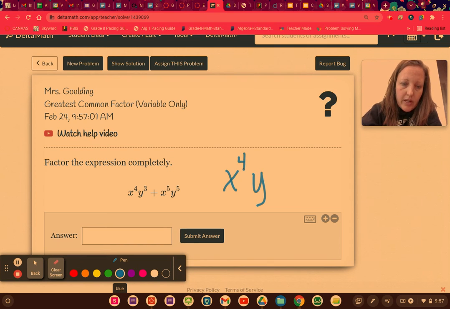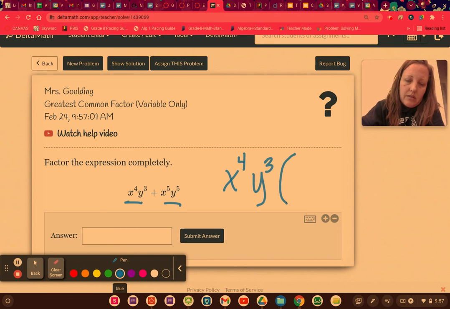Because this has 4, it has one more. They both have 3 of the y's, and this has 2 more than that, right? So this is technically the greatest common factor of these two terms. So then I would say it like that. This times 1 would give me that, right? Plus x to the first, or just x, and then y to the second.